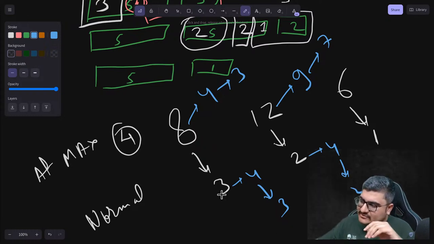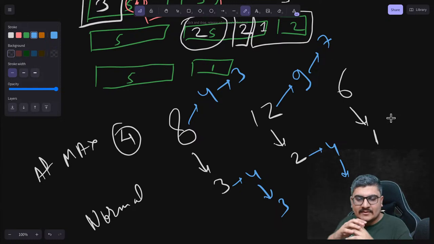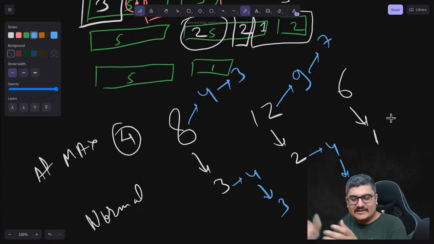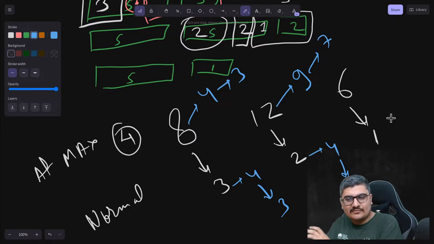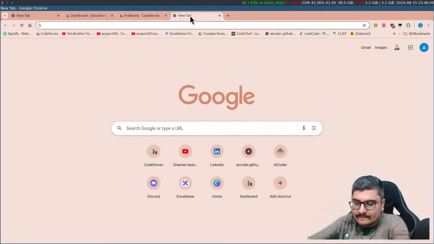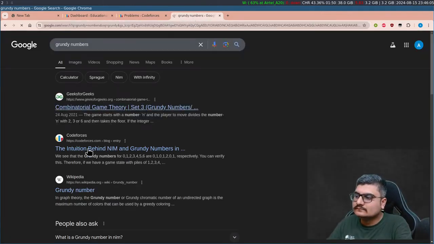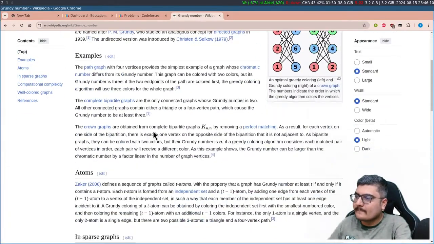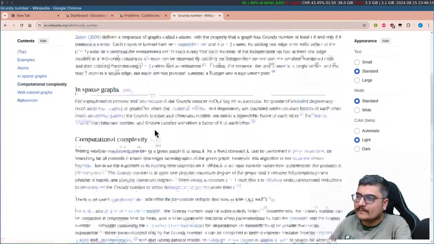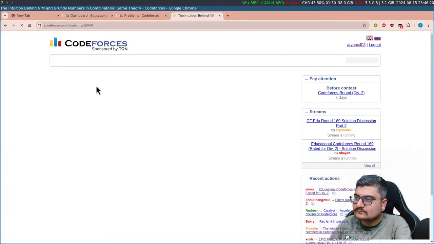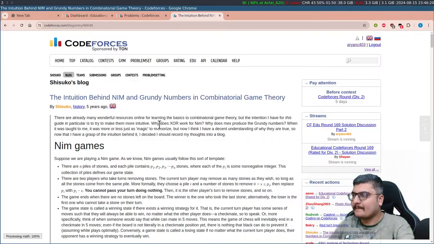And generally this is what is known as Grundy numbers here. In a game which is played like this but has different rules, what would be the equivalent normal Nim game number of coins is what people call Grundy numbers. There are some good blogs there.